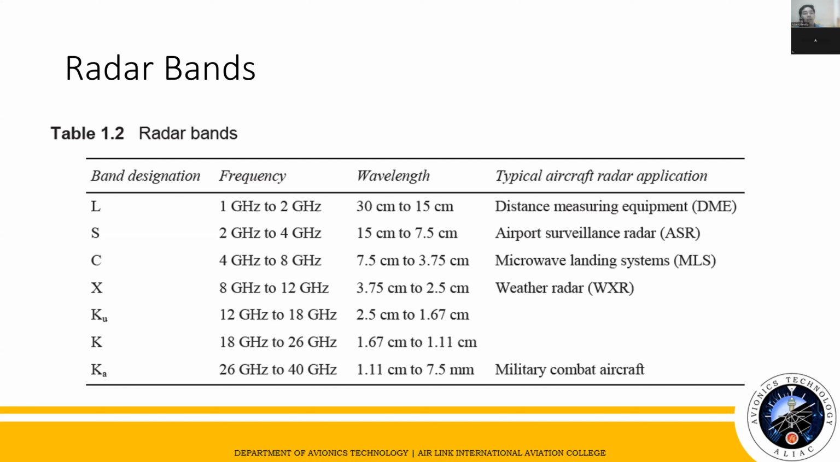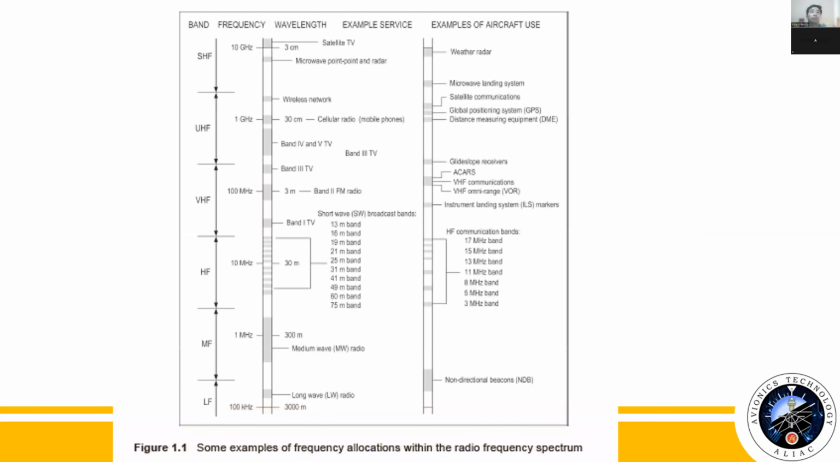The X band is 8 gigahertz to 12 gigahertz. The wavelength is 3.75 centimeters to 2.5 centimeters and it is typically used as a weather radar. So here are some examples of frequency allocations within the radio frequency spectrum. Other factors that need to be taken into account include the efficiency of practical aerial systems in the range concerned and the bandwidth available.